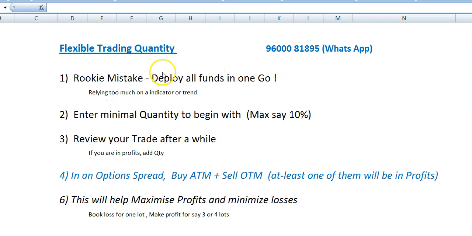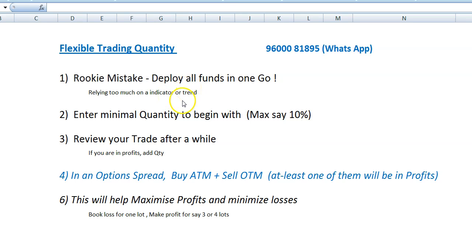The topic itself relies on fixing a mistake that all of us make when we begin trading. This is a rookie mistake where we deploy all the funds in one go. If you are trading in either options or equity, whatever small budget we have, let's say 10K, 20K, 30K, 40K, 50K, we may tend to deploy everything in one shot. We would probably pick up a trend, look at a chart, look at a few things. Rather than spreading out the entry, we would just enter in one shot, right?